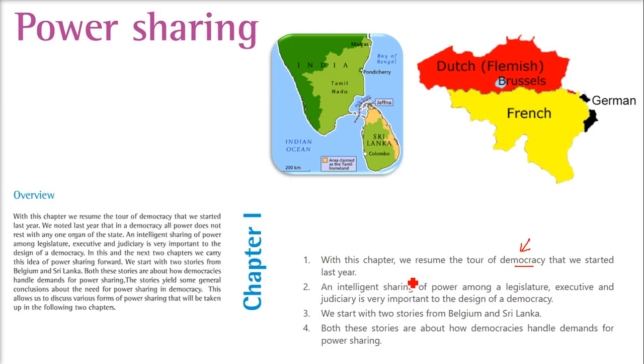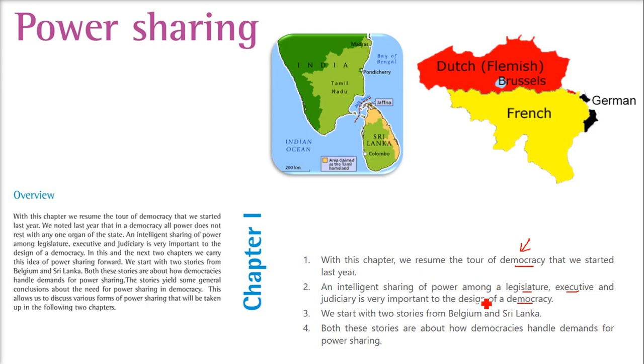If we are talking about democracy, there will be a power, there will be a government. So the intelligent sharing of power among various parts of democracy, that is the legislature, executive, judiciary, is very important, because this is the basis of democracy and the design of democracy will be good.